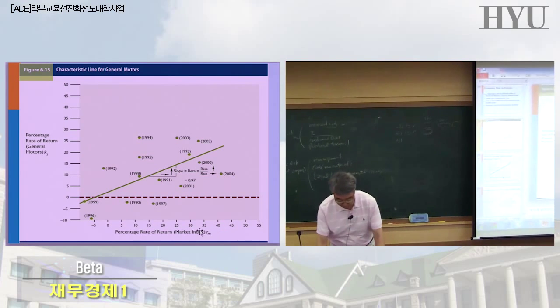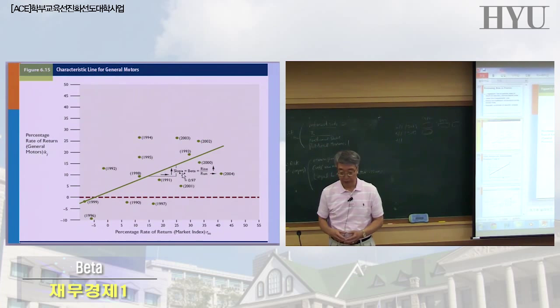So you put the rate of return for the last 15 years here on the horizontal axis, and the GM return on the vertical axis. So we have these data points. For example, in 1992, market return was about negative 3%, but GM produced about 13% return. That's what these data points are about.